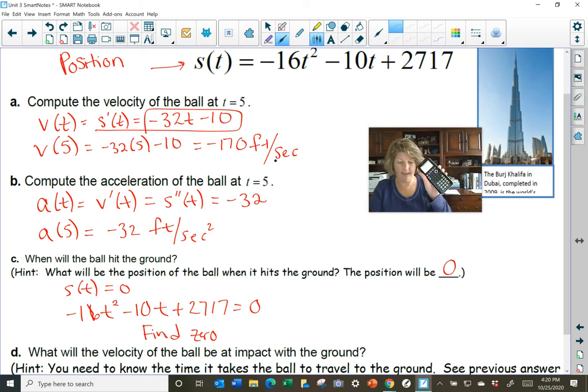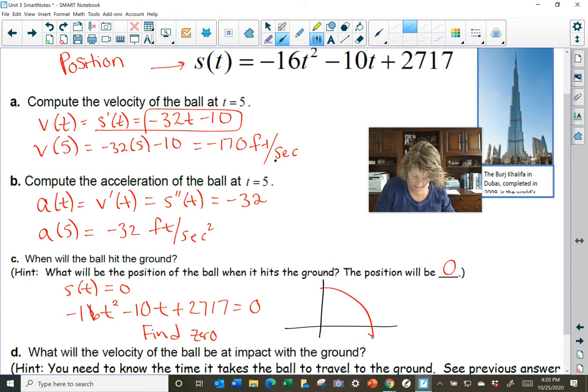So I did my calculator and found out I have a graph that looks like this. This would be 2717 at time 0, right? We were at the top of the building. Dropping it down, I'm looking for where did it cross the x-axis there, or the t-axis. And my answer came up to be t equals 12.72246 seconds.